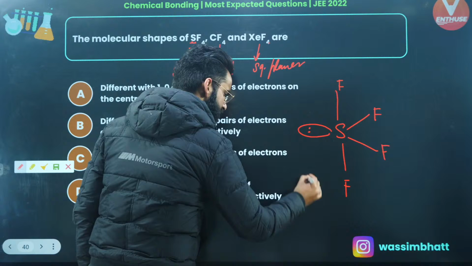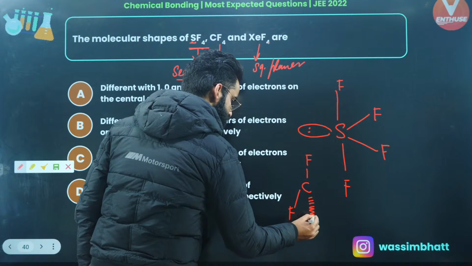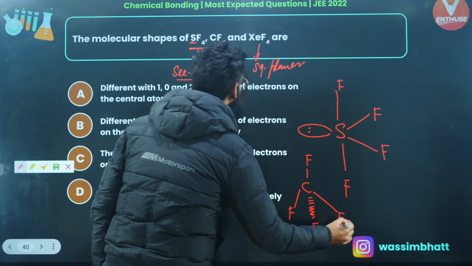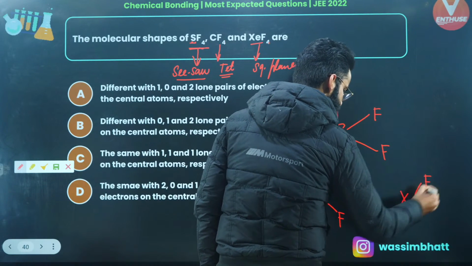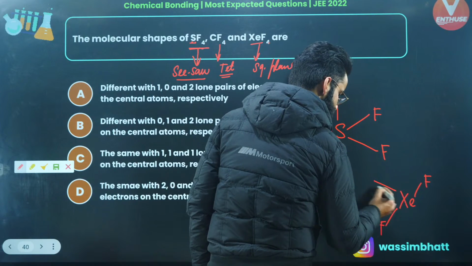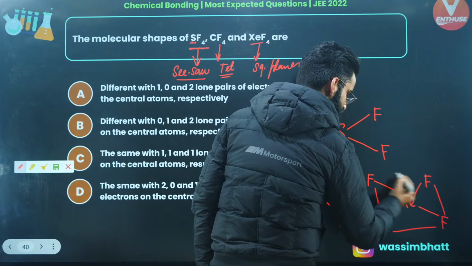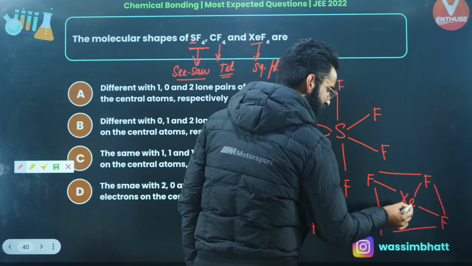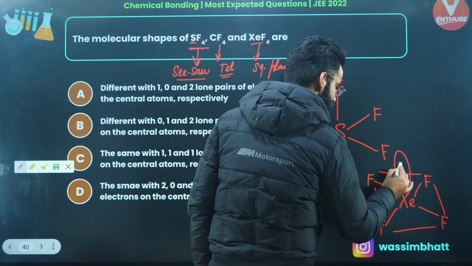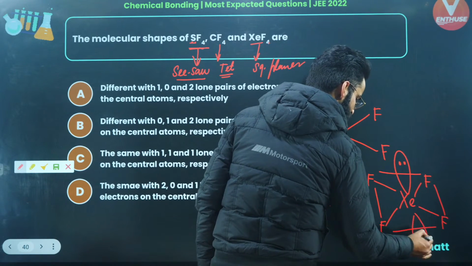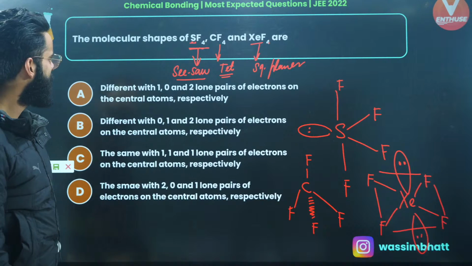Similarly, CF4 has got perfect tetrahedral shape, right? This is CF4. Similarly, XeF4. This is xenon, it's square planar. This is fluorine. 1 more fluorine over here, 1 more fluorine, 1 more fluorine, right? So these 4 fluorine atoms with the xenon are present on the equatorial plane. There is a lone pair present on the axial plane over here, and 1 more lone pair present on the axial plane. So this is square planar, right?